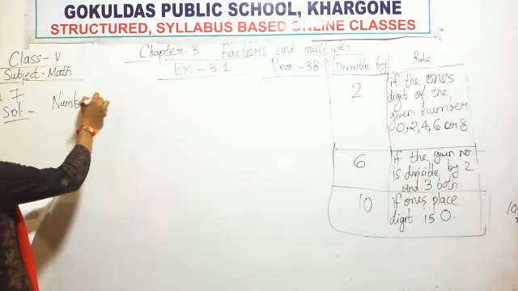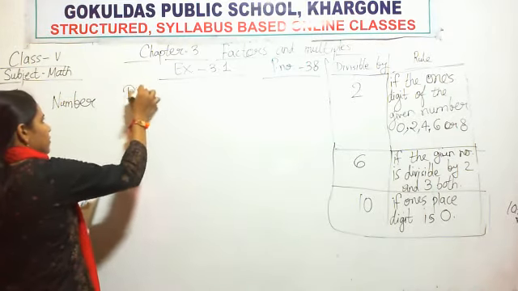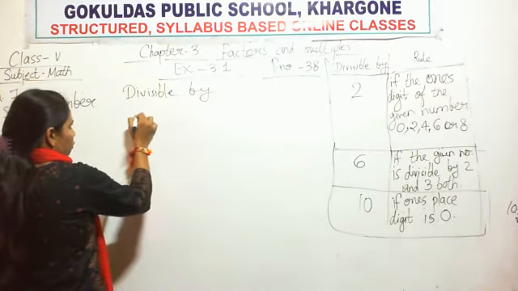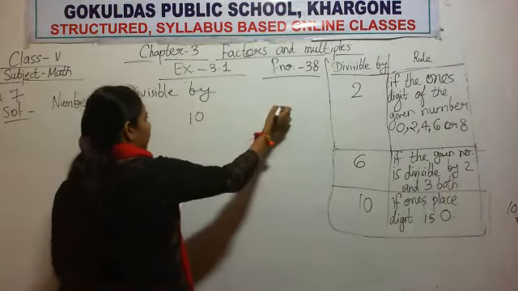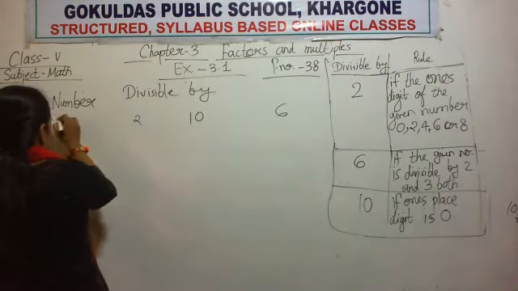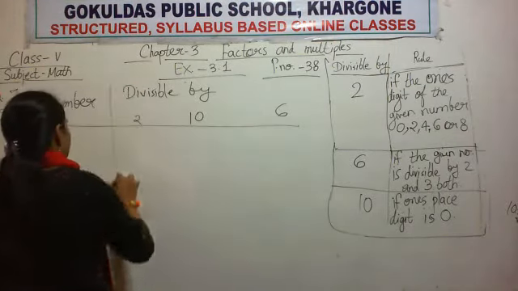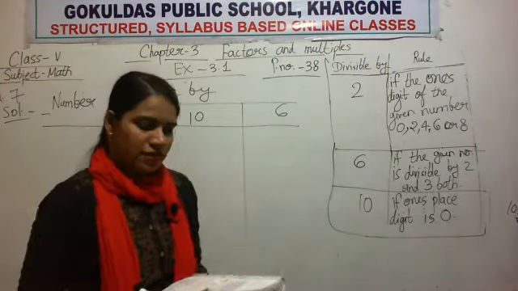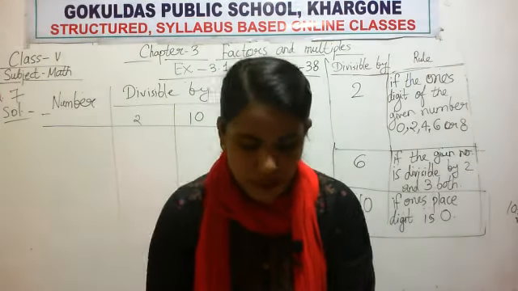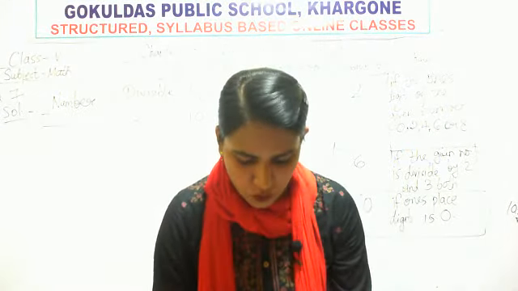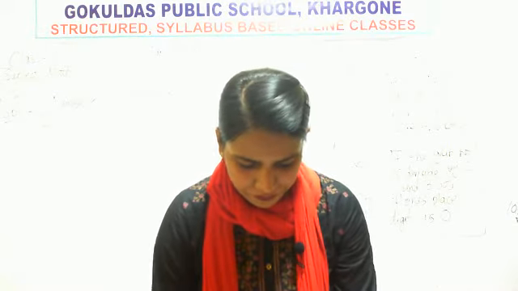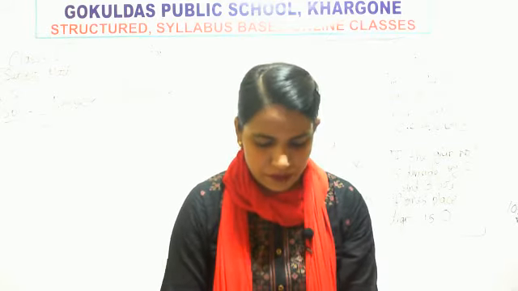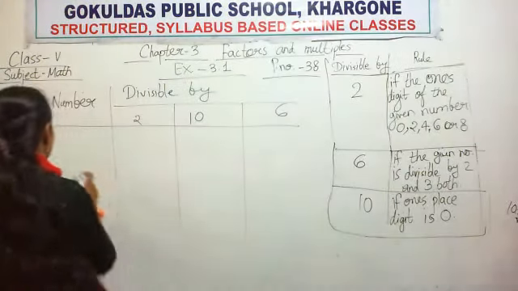write the number over here, divisible by 2, 10 and 6. You should make columns, okay, and as you have to check the divisibility, you can write yes or no in the table, okay. So let us do it for the question, part A.